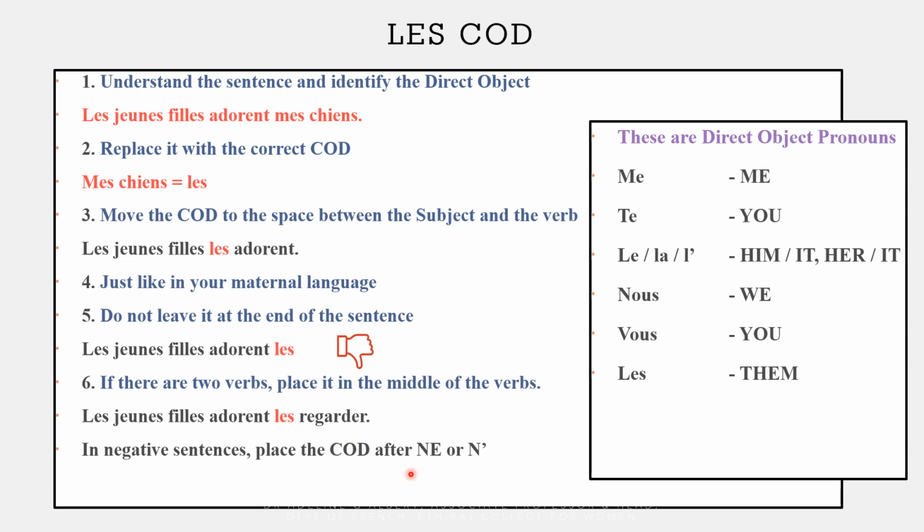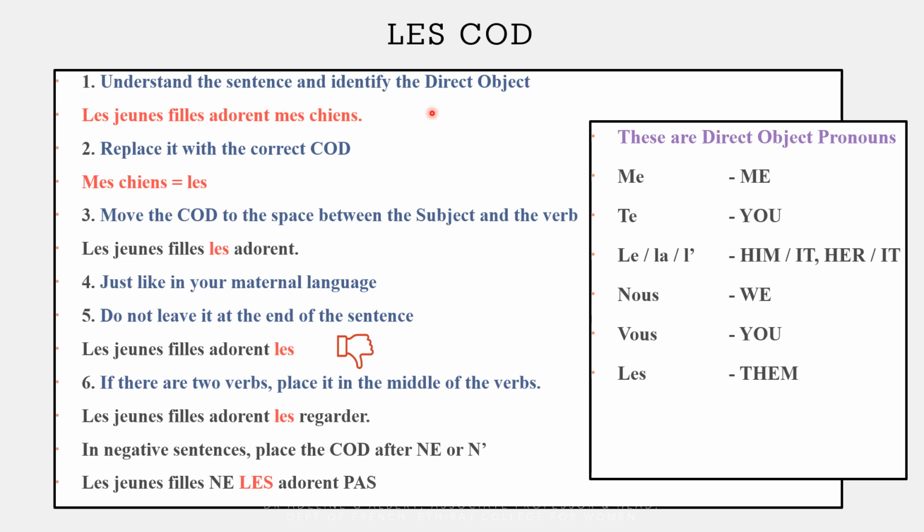Put the ne before your pronoun and the pas after your verb, like this. Ne, pronoun, verb, pas. So ne, verb, pas. If there's a pronoun, ne, pronoun, verb, pas. Alright, so remember your steps.